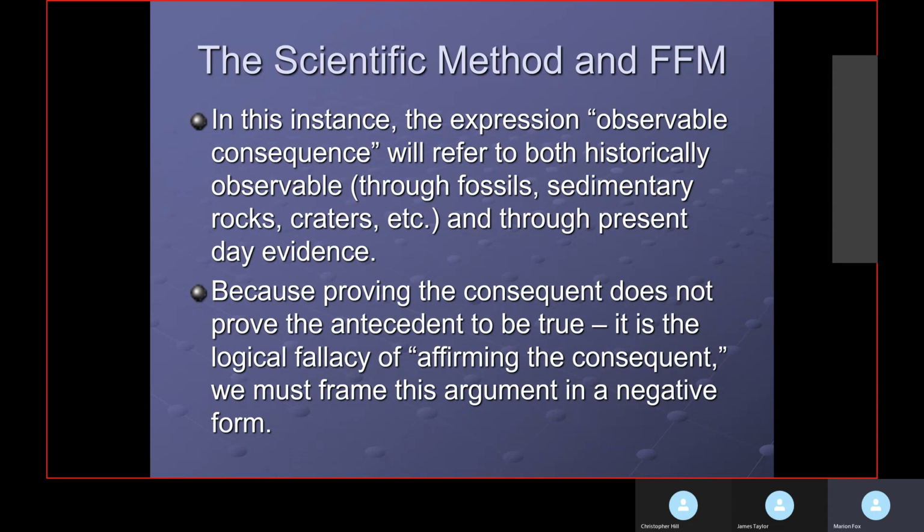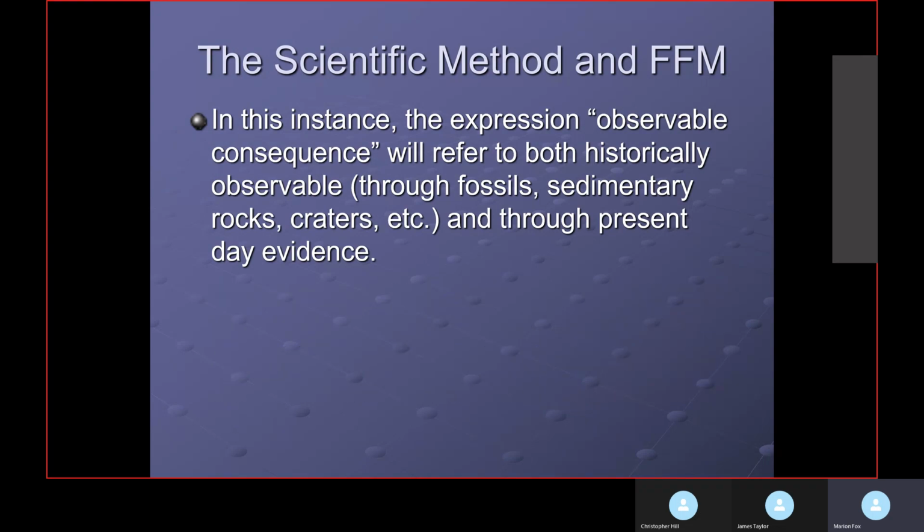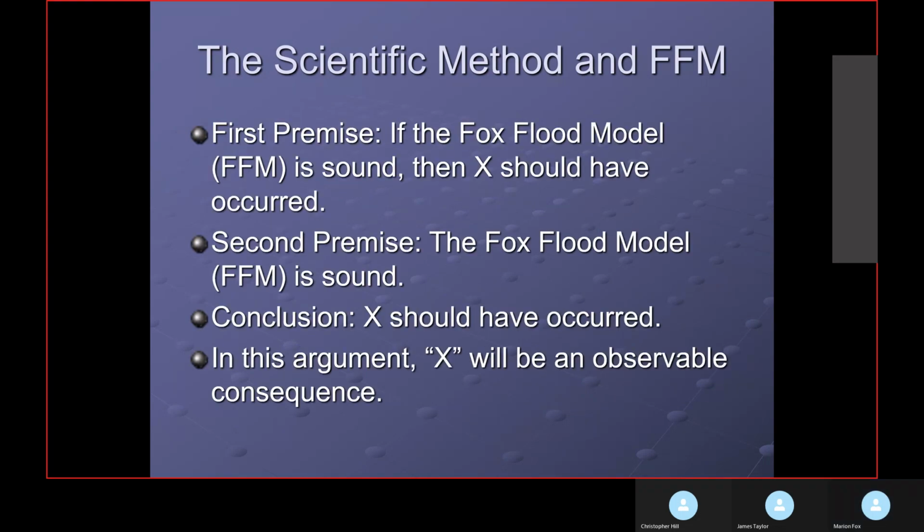Because proving the consequent does not prove the antecedent to be true. It's a logical fallacy to affirm the consequent, and we must frame the argument in a negative form. We'll go back to look at the argument. If I say, if the Fox flood model is sound, then X should have occurred. That's okay. Nothing wrong with that. Then I say it's sound, therefore X occurred. Now, what have I proven? If I come in and say X occurred, I didn't prove that the Fox flood model is sound.